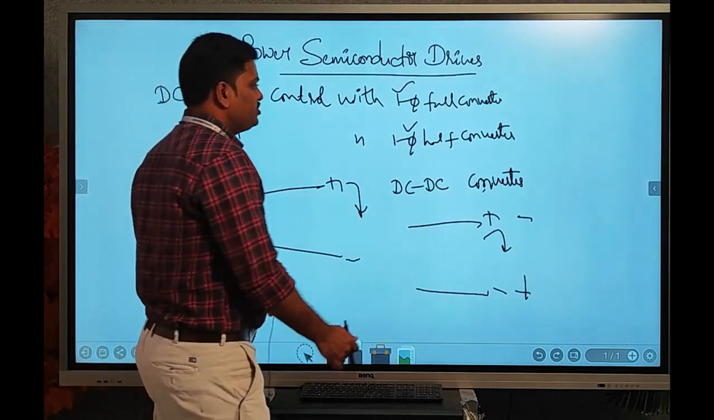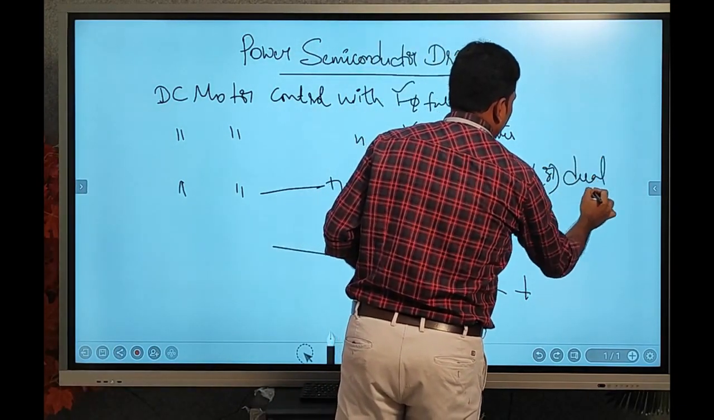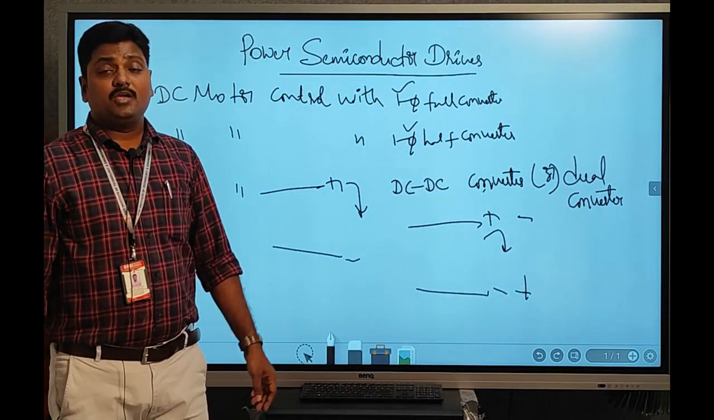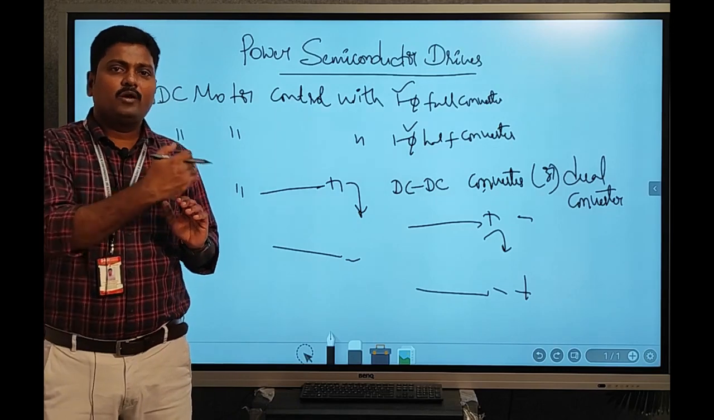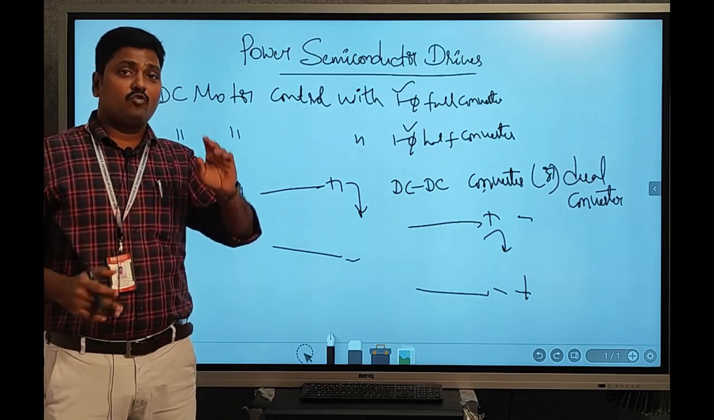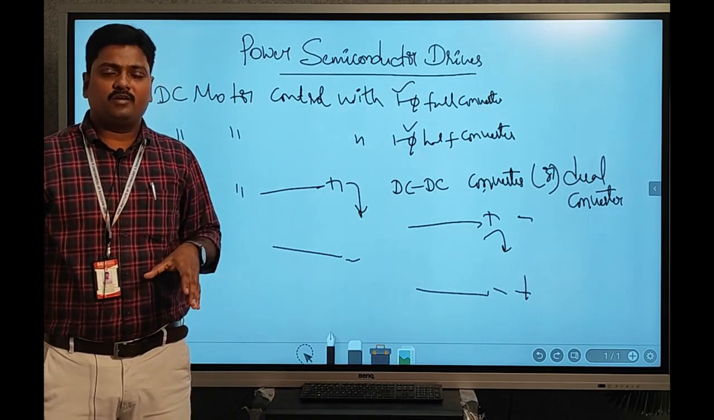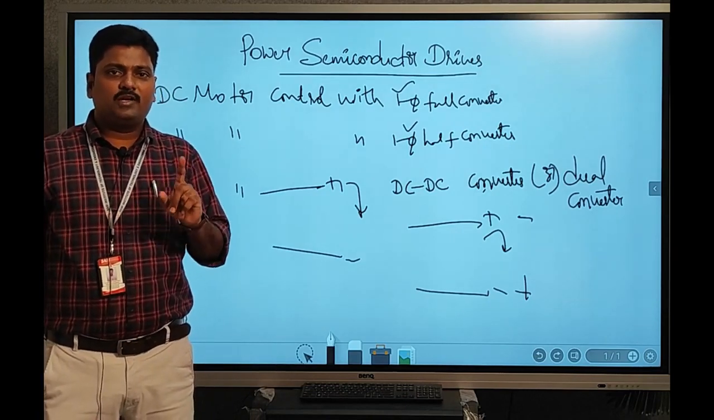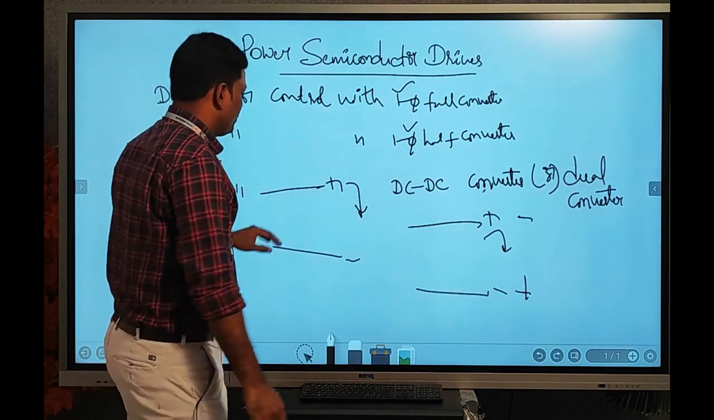But using a DC to DC converter or dual converter, it is possible to control the motor in 4 modes. That is, we can run the motor in one direction, we can brake the motor in the same direction, we can run the motor in reverse direction, and we can brake the motor in reverse direction. That is, a 4 mode operation of the motor is possible. So we need that kind of drive controller, that kind of power converter, where we can control the drive in 4 modes of operation. Let us see what the 4 modes of operation are.